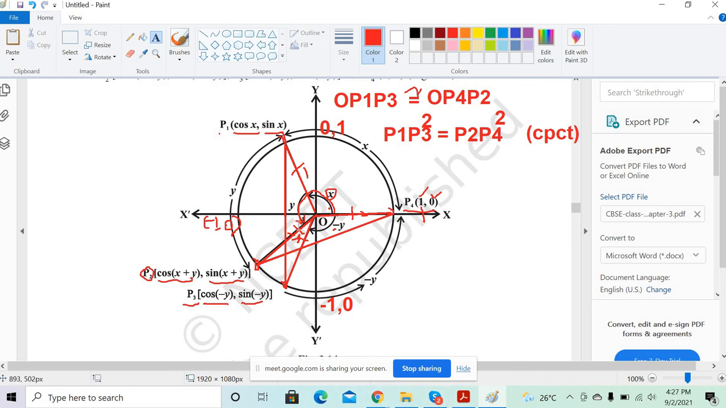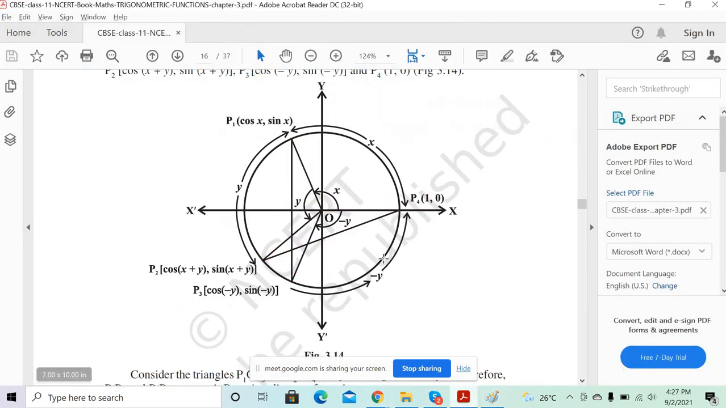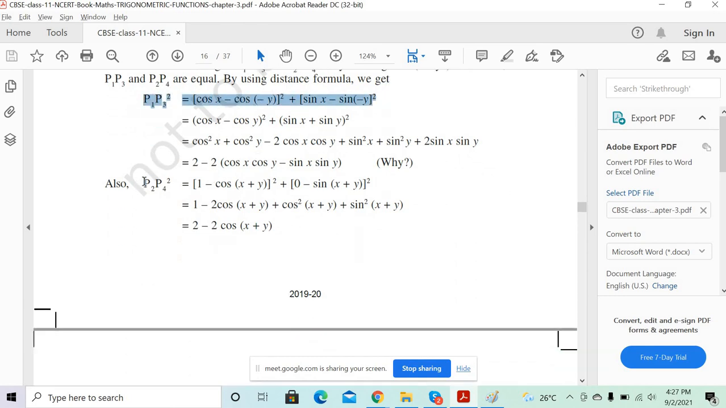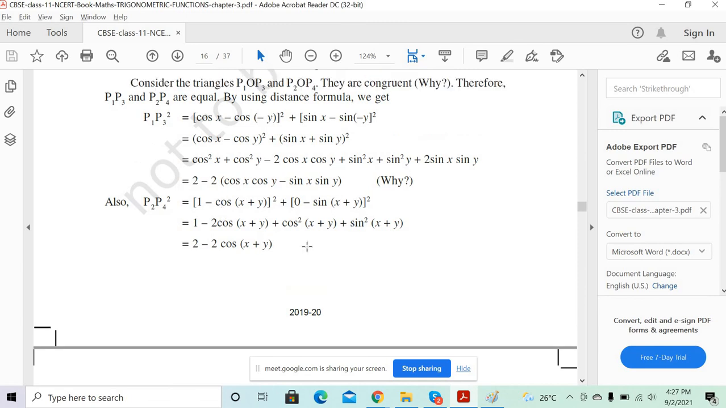Clear this part? Any questions, any doubts? No, sir. Now just write down this part, Anushya. See, for P1 P3 square, use the distance formula, and for P4 P2 whole square, use the distance formula. Then we'll equate both. Try it out. This will be easy for you. Okay? Yes, sir. I'll try the first one.